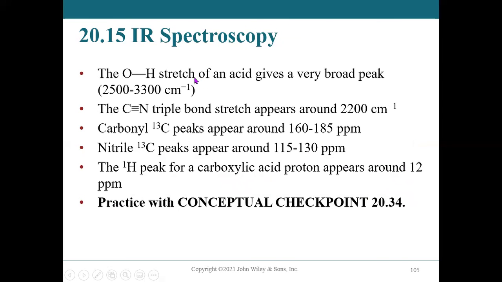The O-H stretch of an acid gives a very broad peak, all the way from 2500 to 3300 wave number. So the CN triple bond stretch appears around 2200 wave number. The carbonyl carbon 13 peak appears around 160 to 180 ppm. Nitrile C13 peak appears around 115 to 130 ppm. The proton peak for the carboxylic acid proton appears around 12 ppm. That's really far downfield.